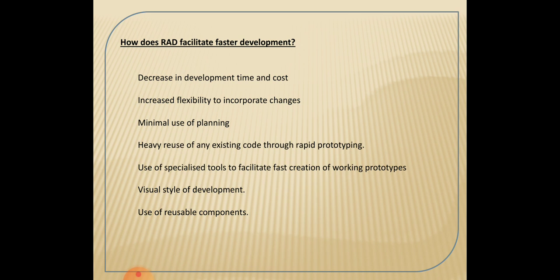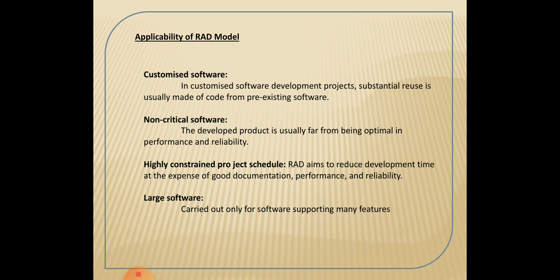Further, RAD advocates use of specialized tools to facilitate fast creation of working prototypes. These tools usually support a visual style of development and use of reusable components. So it facilitates the use of the visual style of development that is heavily used in object oriented languages, and it provides reusable components. So where could we use the rapid application model? What may be the applicability of the rapid application development model?